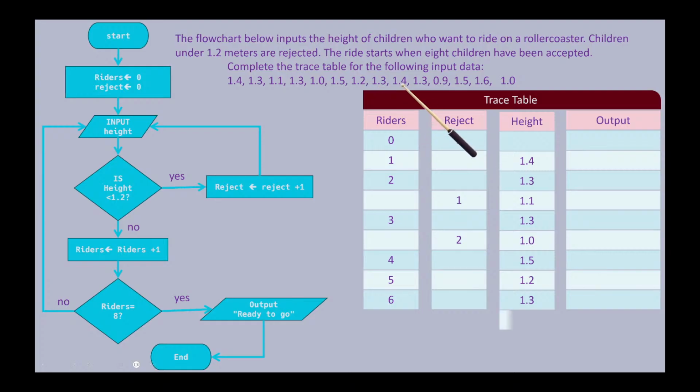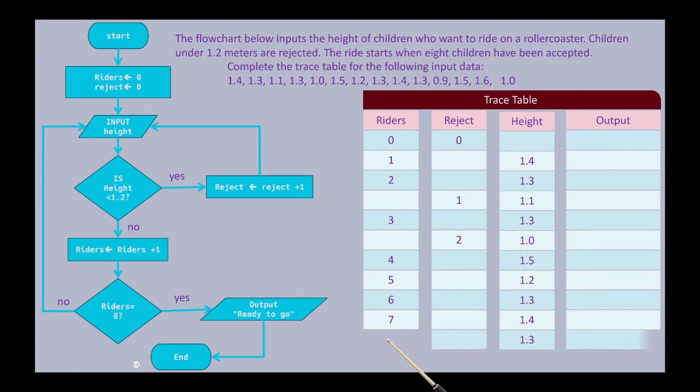Next input is what? 1.4. 1.4 is not less than 1.2, and we add 1 to the rider. Okay, the rider becomes 7. Then again, the next value is what? 1.3 is the next value. Okay, and then 1.3 is also not less than 1.2. So we add 1 here. So now the value becomes 8.